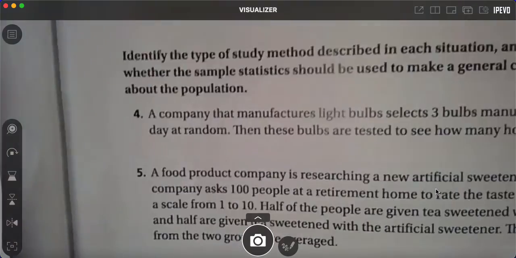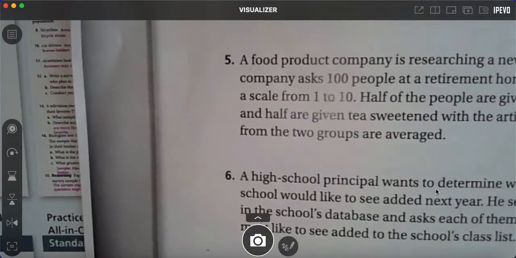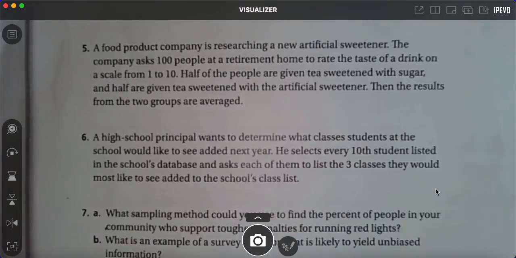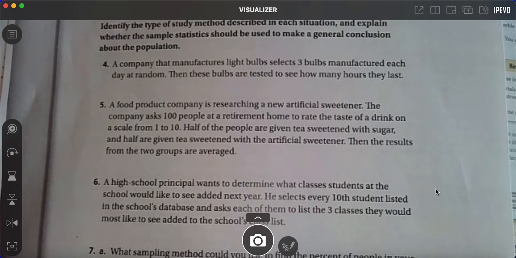Real quick, y'all listen. It's very important that if you can participate in them, you do, because somebody's trying to get data for some study they're doing. All right, let's go over a few of these until the bell. What study method is used, and explain whether the sample statistics should be used to make a conclusion.